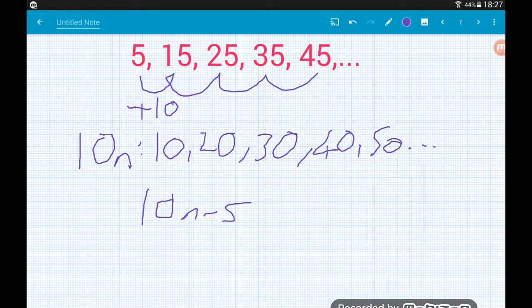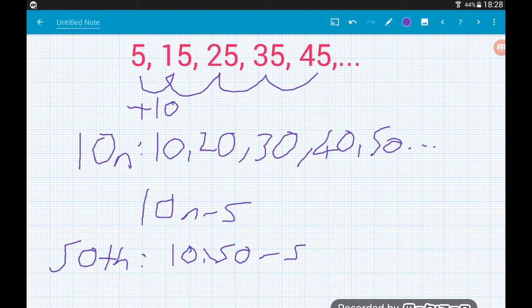Let's put a little bonus question in here. Let's say that we want to find the 50th term. So to find the 50th term, we're going to do 10 times 50 minus 5. 10 times 50 is 500. Minus 5 is going to give us 495. So the 50th term of this sequence is 495.